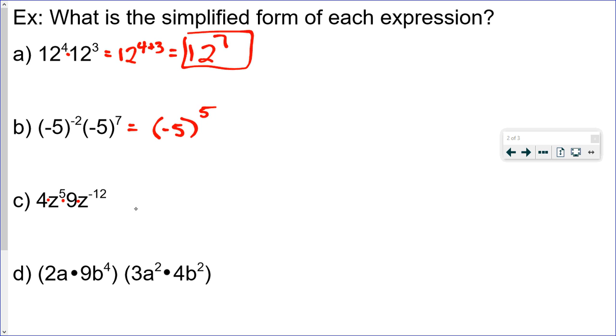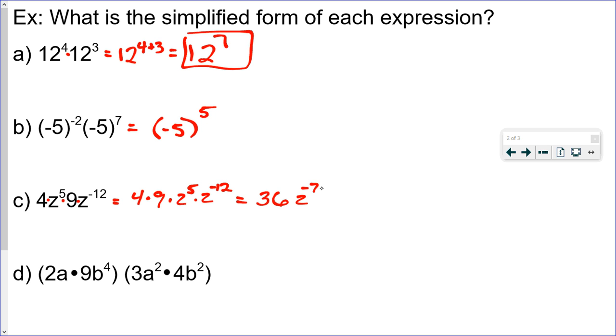So I can easily change the order of this to 4 times 9 times z to the fifth times z to the negative 12th. The 4 and the 9 are not powers. They don't have exponents on them. So they don't really have anything to do with this lesson of adding the exponents. So the 4 and the 9, I can just multiply those together and get 36. And then the z's, I can add the exponents. 5 plus negative 12 is negative 7.